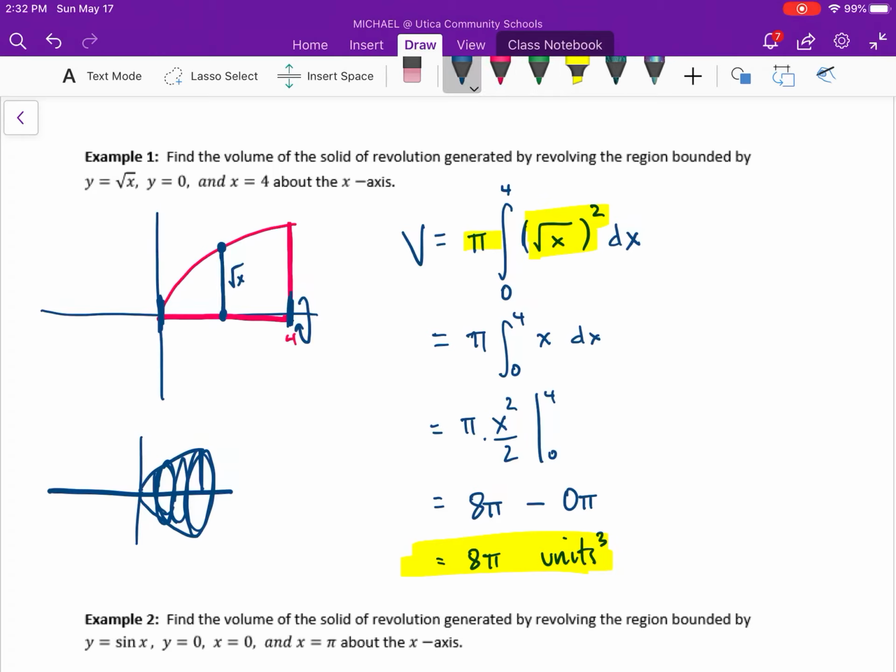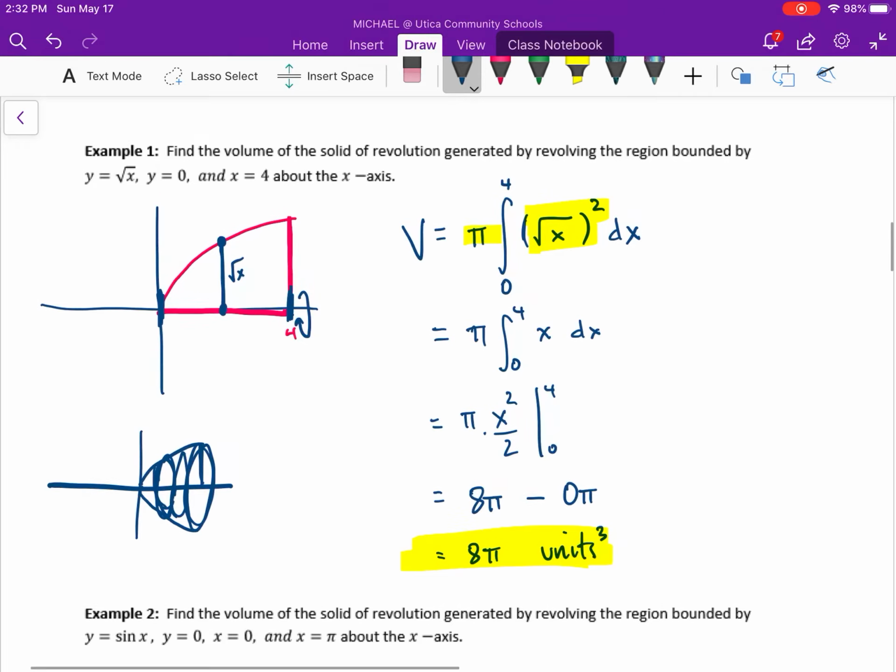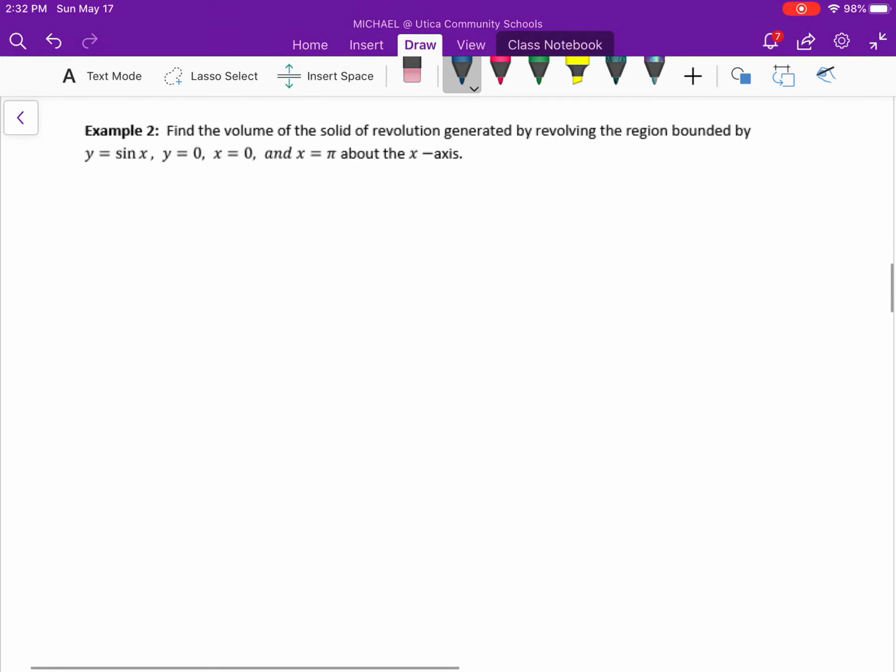The hardest part of these problems is sometimes going to be figuring out what this radius is going to be. Sometimes it's as easy as just taking the function, sometimes it's a little bit more involved.